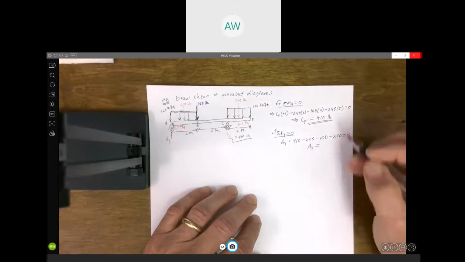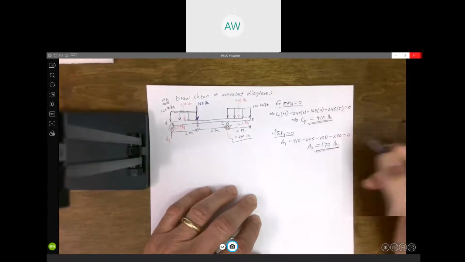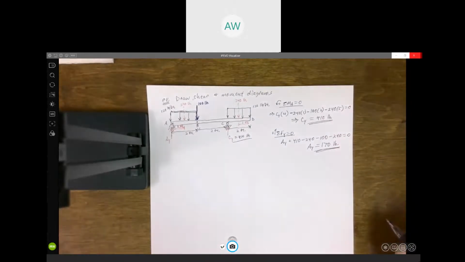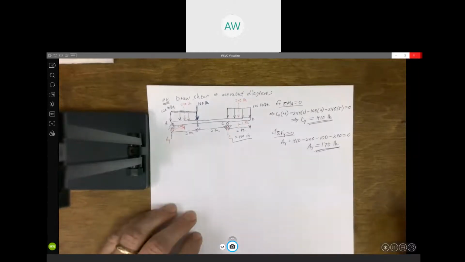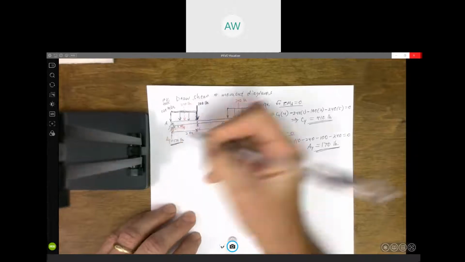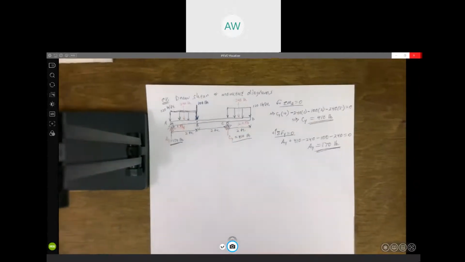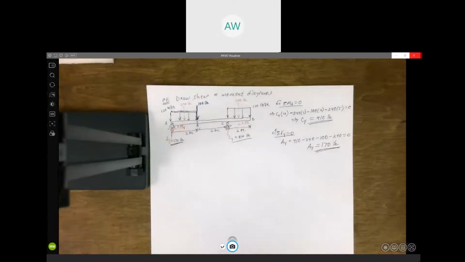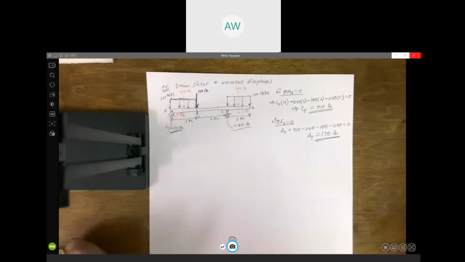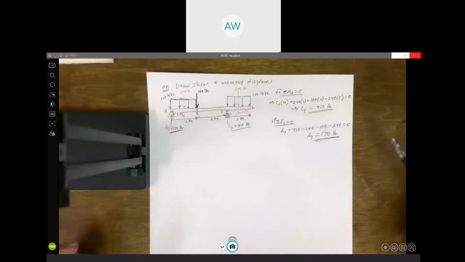And does that look correct? Anybody see anything wrong there? I got 170 pounds. So I know AY here is 170 pounds. All right, so we should be good to go now as far as drawing our shear and moment diagram. But before we start in on that, again, any questions on how we got our support reactions?